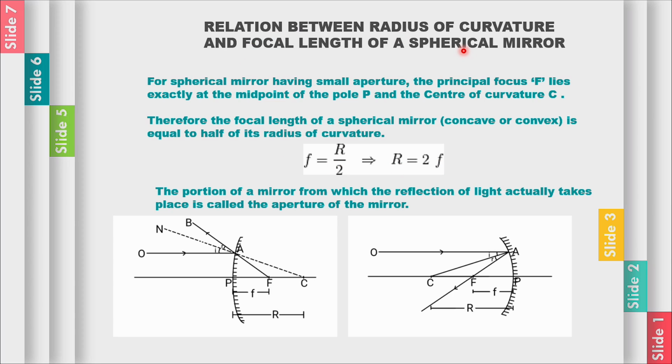Sometimes in the examination they may ask you to just write the relationship or the equation for the relation between r and small f, or they may ask you to derive the relation or the equation. So let us discuss how to derive the equation of focal length with respect to the radius of curvature, or in other words, to derive f is equal to r by 2.